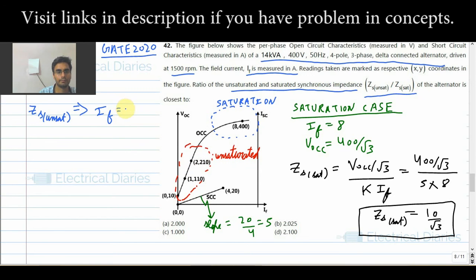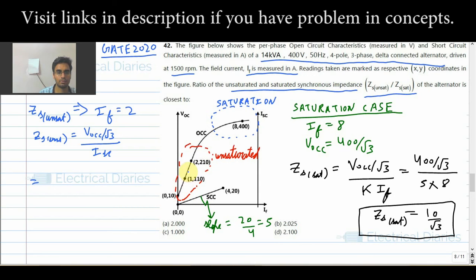Your ZS unsaturated, IF is equal to 2. So your ZS unsaturated is VOCC by root 3 divided by ISC. See, now here you cannot say VOCC is some constant value, that is 400. So what you will do is, the VOC will be varying as a function of IF. So it will be a straight line equation.